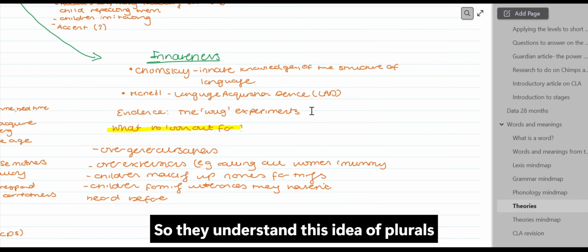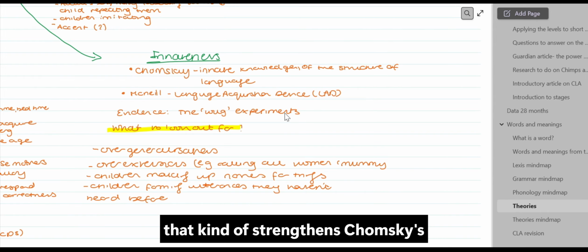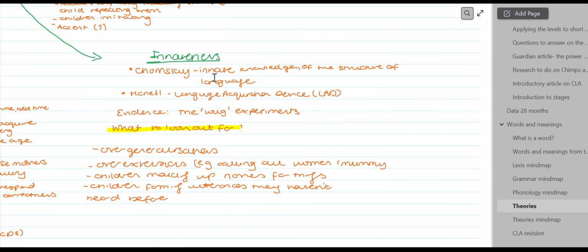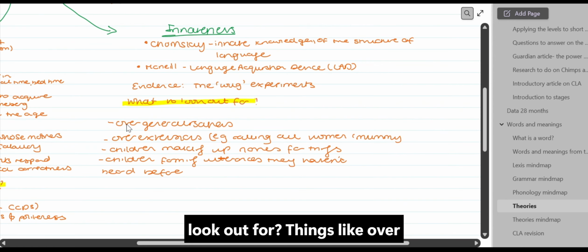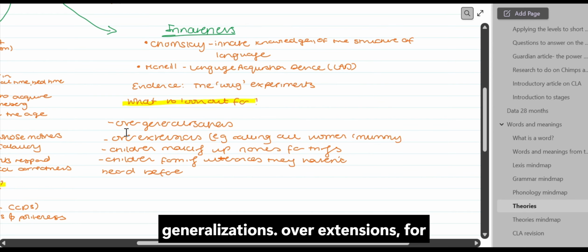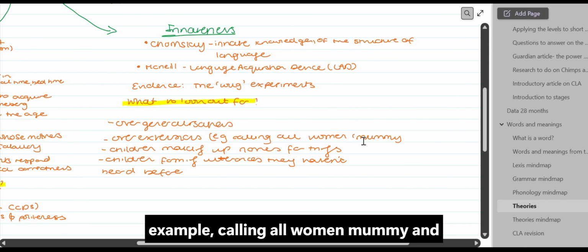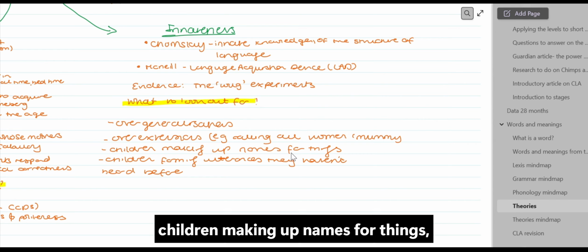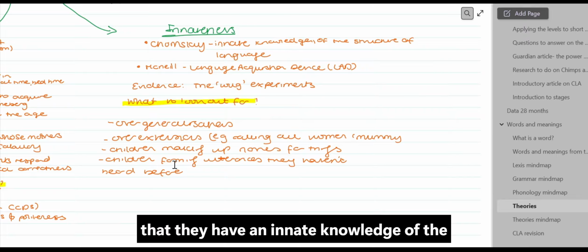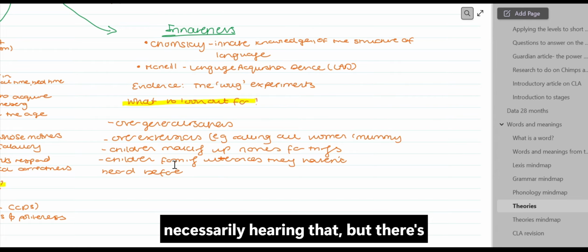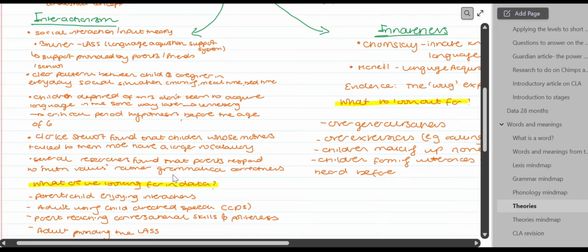So they understand this idea of plurals and they're able to apply that rule. So that kind of strengthens Chomsky's theory of innateness. So what would you look out for? Things like overgeneralizations, overextensions, for example, calling all women mummy, and children making up names for things, children forming utterances that they haven't heard before. So that's this idea that they have an innate knowledge of the structure of language. They're not necessarily hearing that, but there's something that they're coming up with.